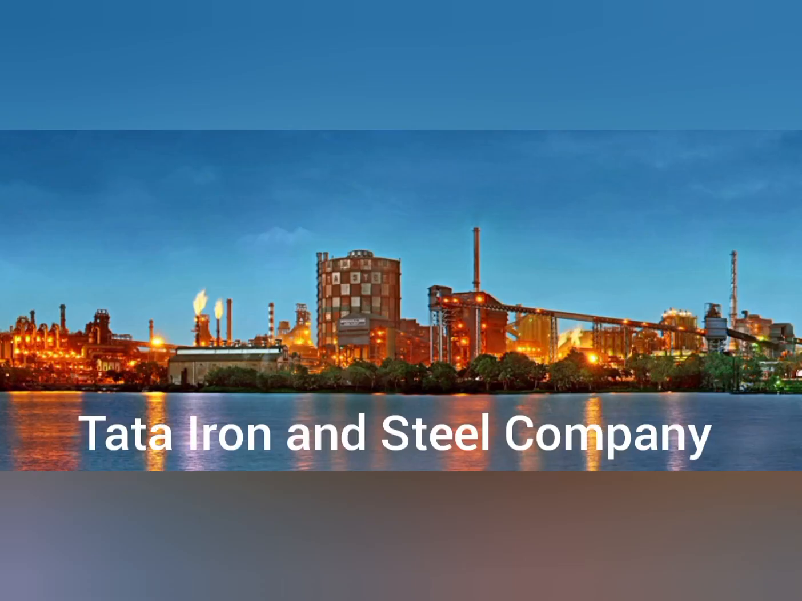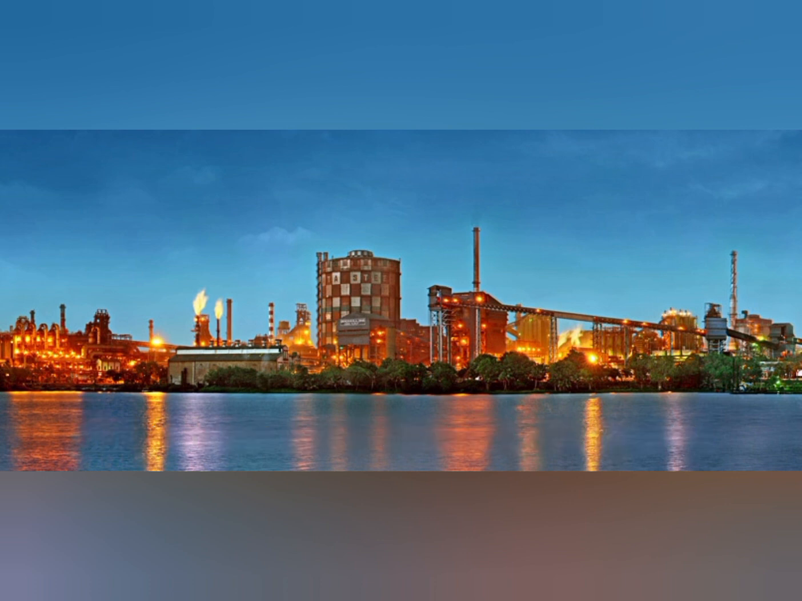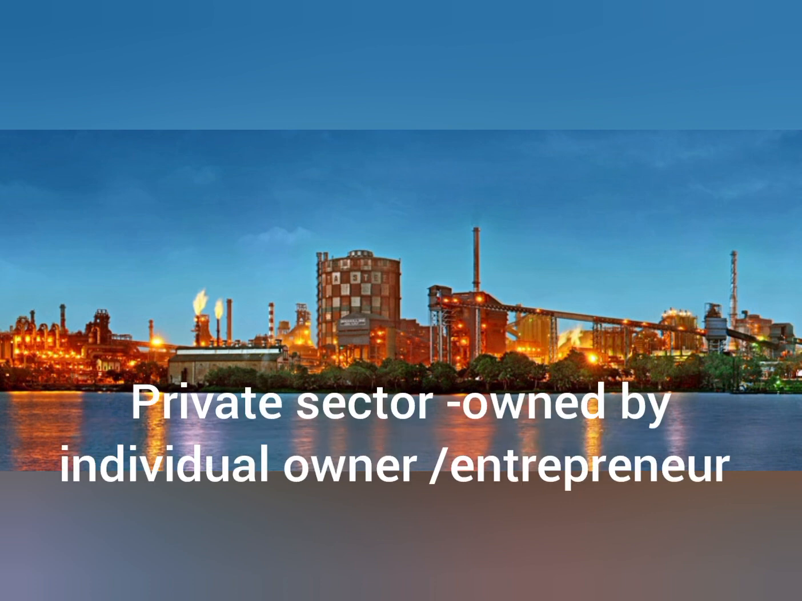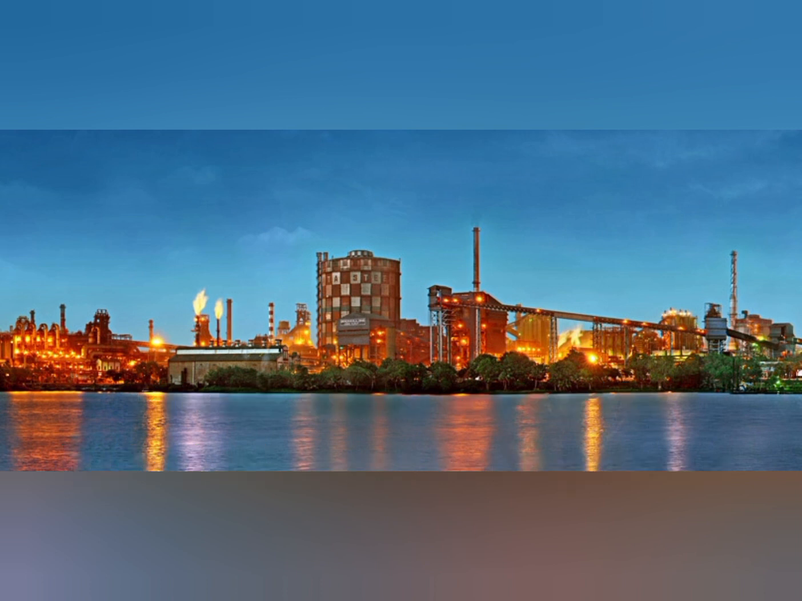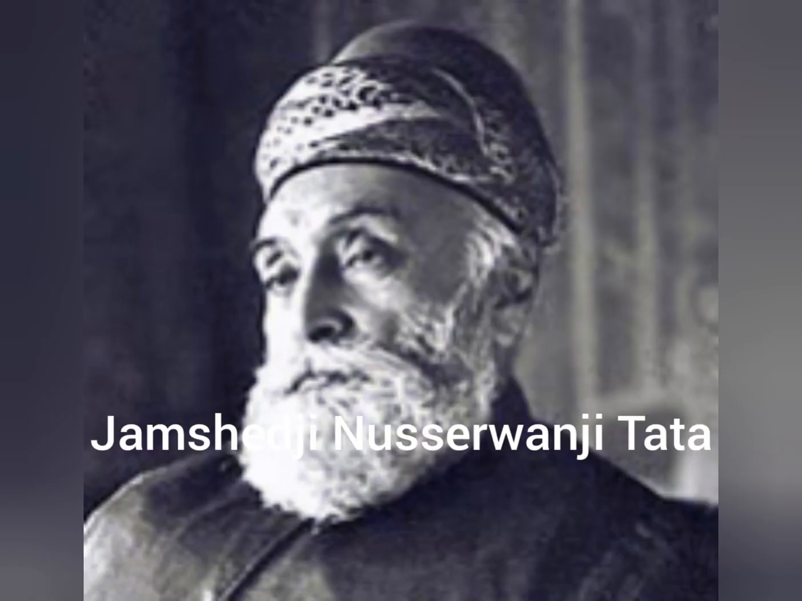One of the oldest and the largest steel plants of India is the Tata Iron and Steel Company, which is called TISCO, which is a private sector company. There are five other iron and steel plants, but they are public sector. Jamshedji Tata was the father of modern industrial India. He was the first pioneer of industrial development of India.